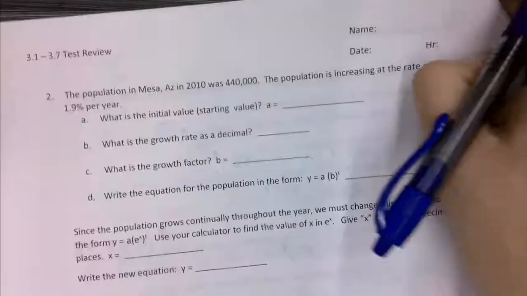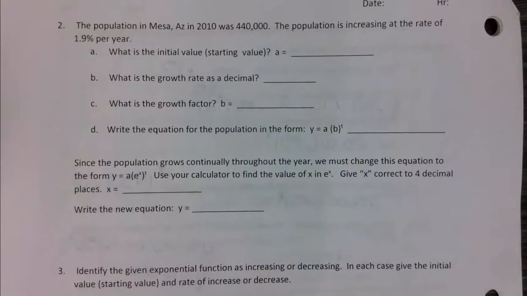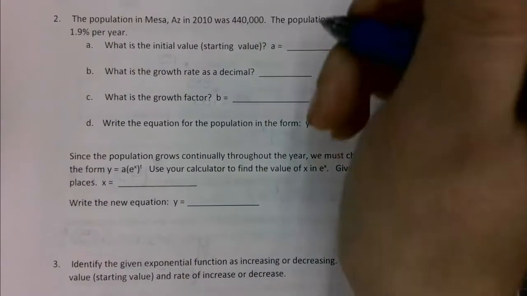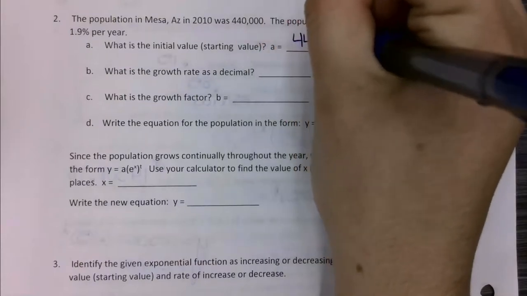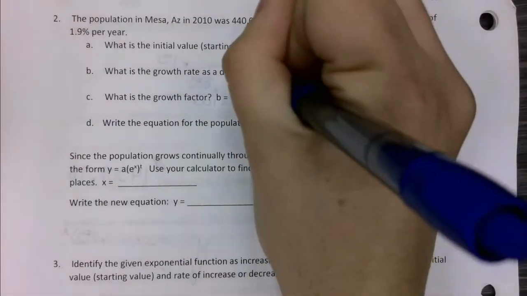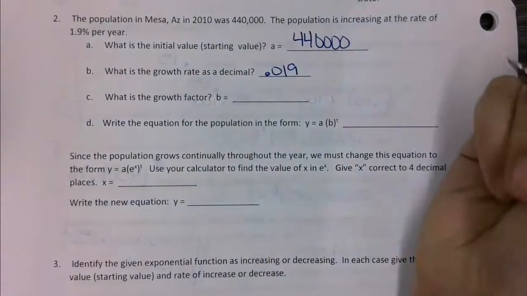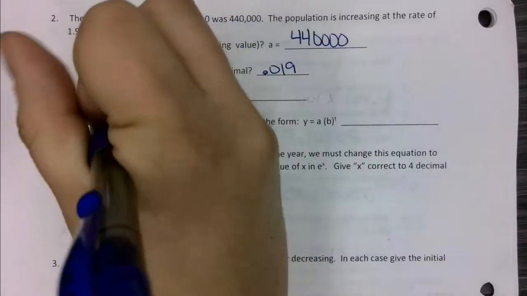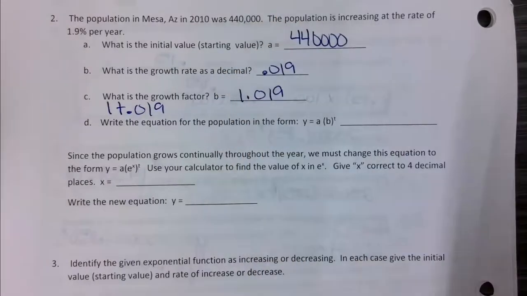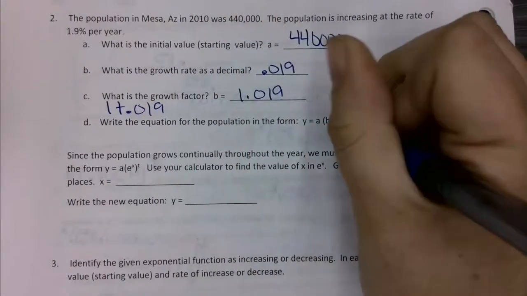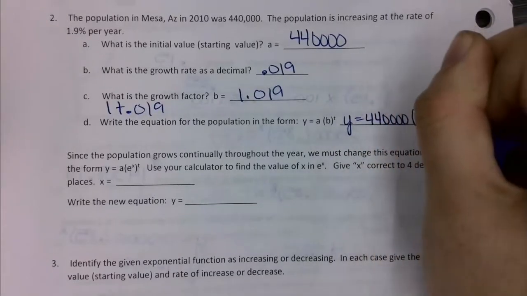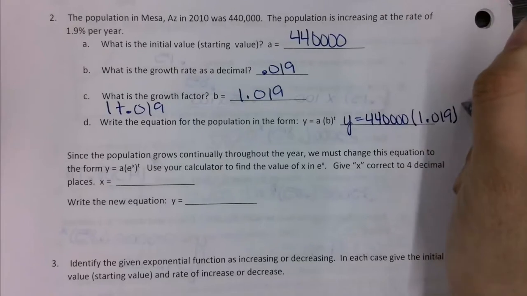This one is telling me the population in Mesa in 2010 was 440,000. It's increasing at a rate of 1.9% per year. So my initial value is 440,000. My growth rate as a decimal is 0.019. As a growth factor, I add 1 to that, which gives me 1.019. It wants me to write the equation in this form. So I have y equals 440,000 times 1.019 to the t.